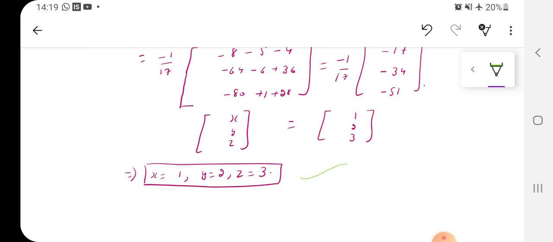So this was your whole chapter of determinants. This was the application part of determinants. The rest we will do with more questions on this determinant chapter, on this solution, on this application.